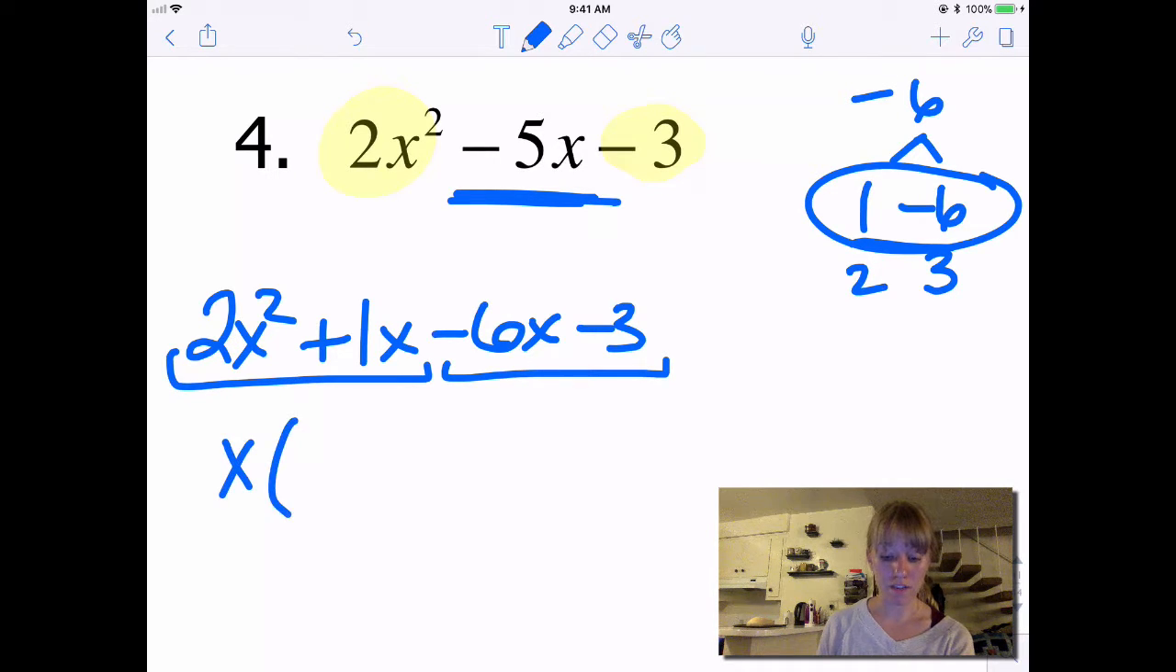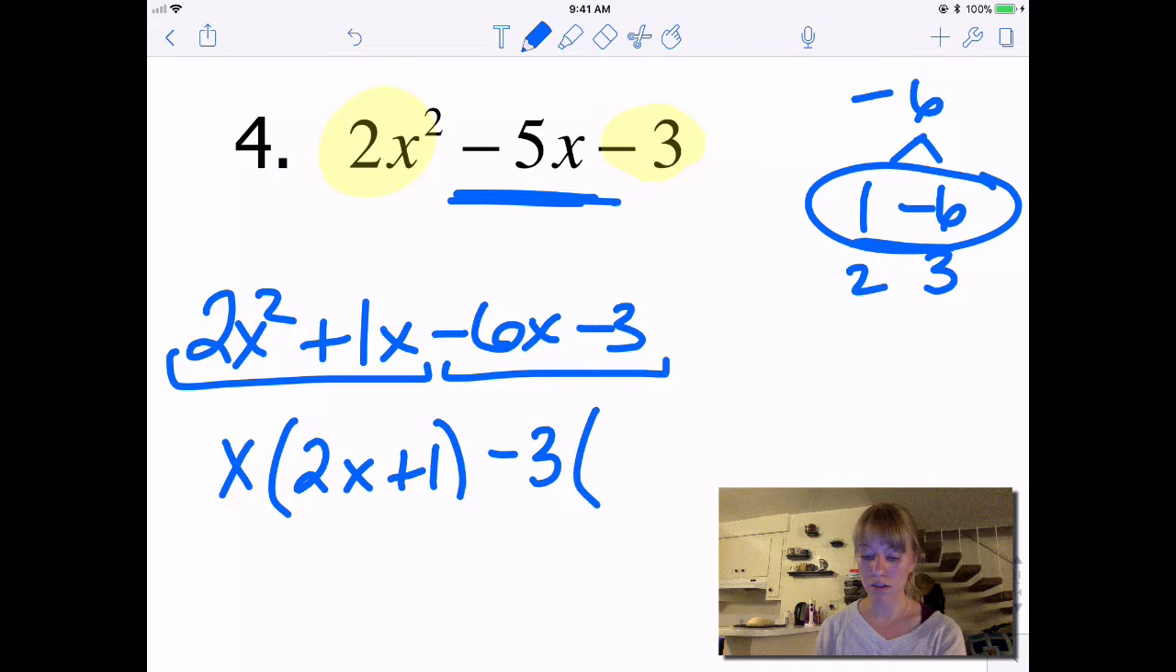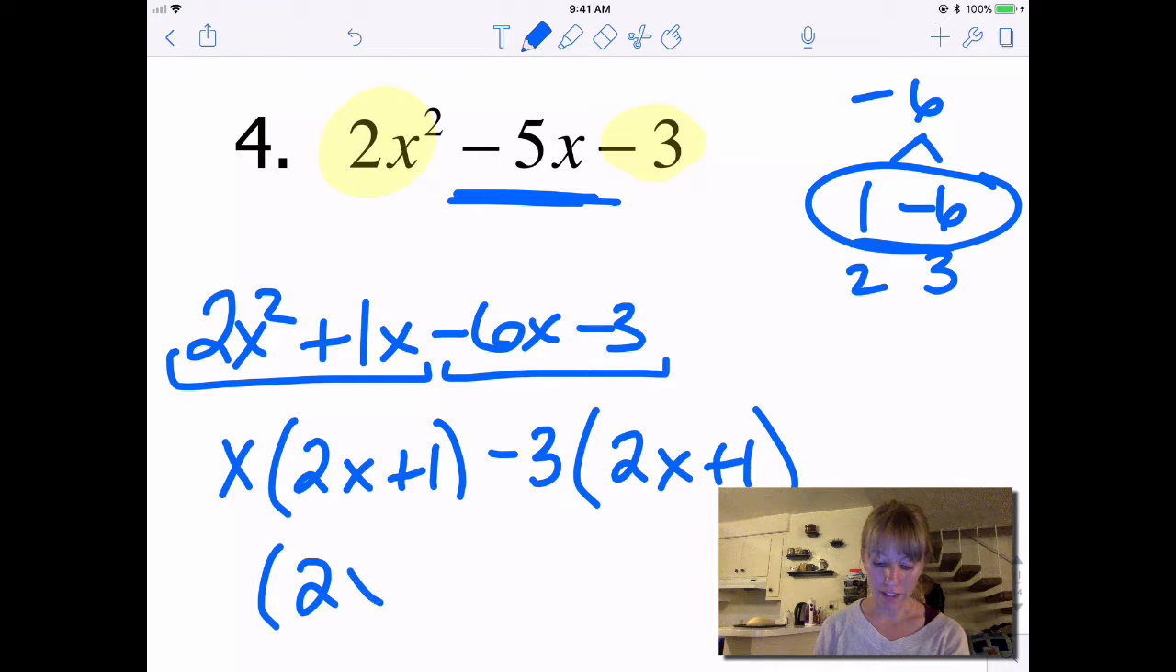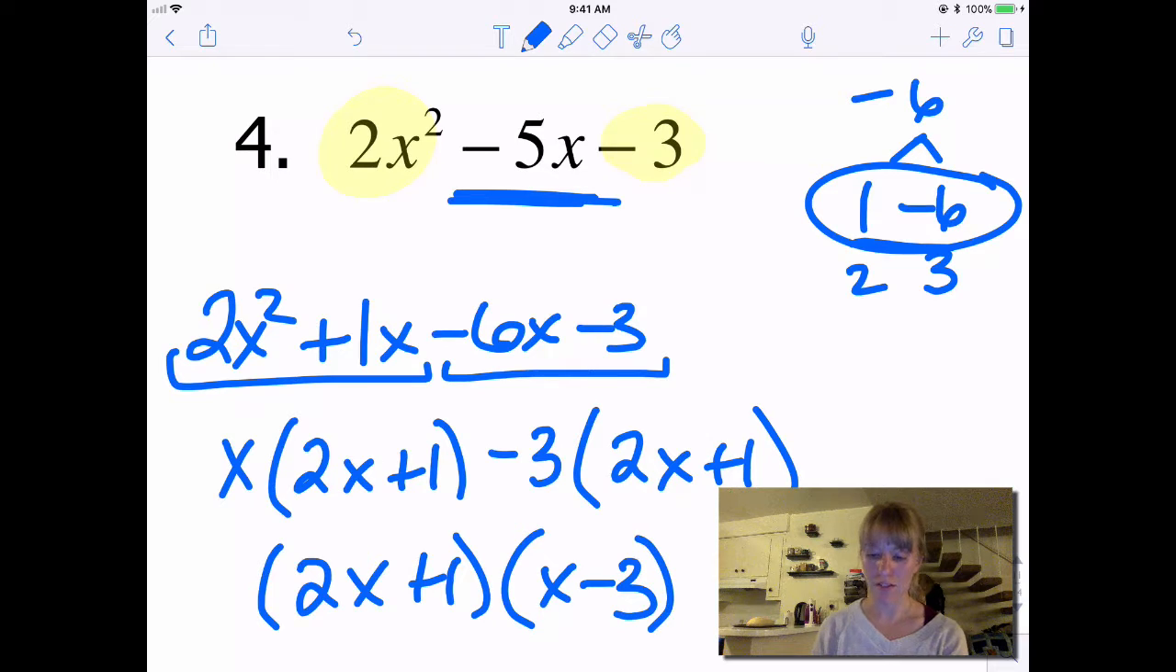I'll take an x out of the first two, and I get a 2x plus 1. Out of the second two, a negative 3. 2x plus 1. That should always happen as long as you've done your work right. And then 2x plus 1 is my GCF times x minus 3.